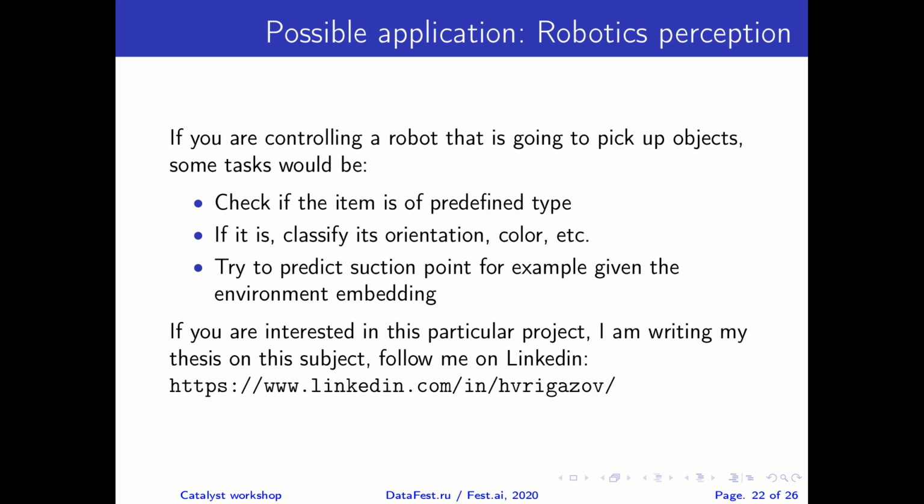And another example would be robotics perception. So obviously, if you have a robotic arm that is going to pick up objects, you could have a lot of tasks. For example, check if the item is of some predefined type, and if it is, classify its orientation, color, in general visual characteristics. For example, try to predict the suction point for every item given the environment embedding. The environment embedding would hold information, for example, about obstacles and different stuff like that.